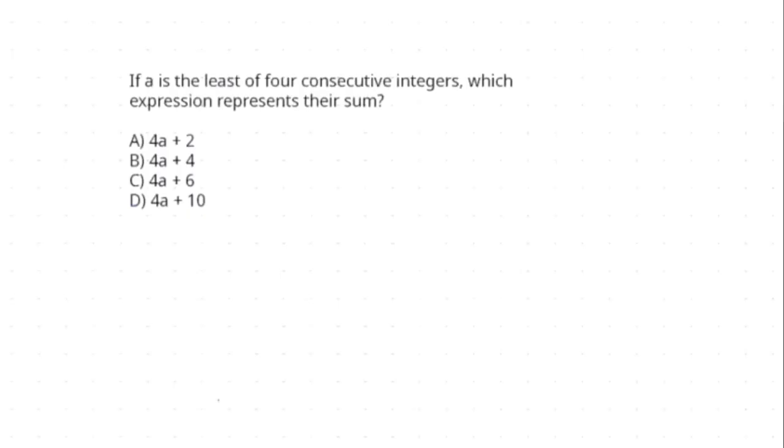Hello. For this session, we're going to go over a problem involving adding consecutive integers. It reads, if A is the least of four consecutive integers, which expression represents their sum? And we are given four answer choices. Now, in order to solve this, it is helpful to consider the phrase consecutive integers and what that may entail.